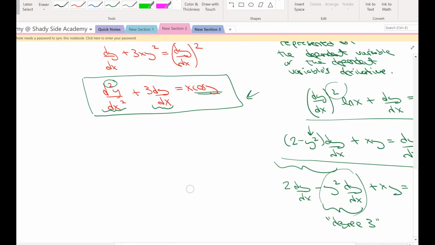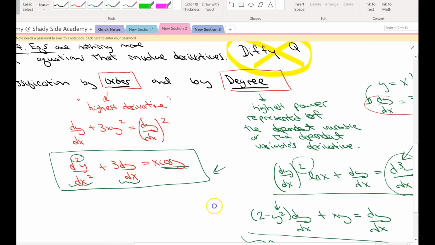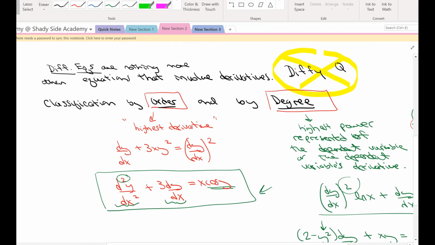All right. The reason why we spend some time talking about classifications of diffie-q's by order and degree is because as we go through this course, as we set up our menu of solving differential equations, sometimes the order and the degree will direct us towards a certain methodology.